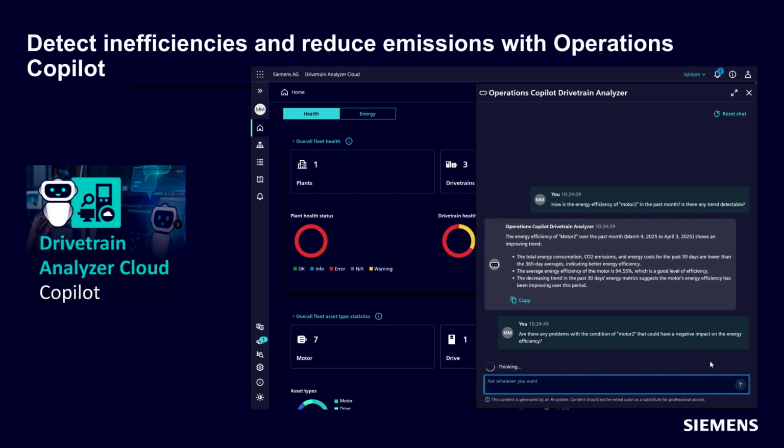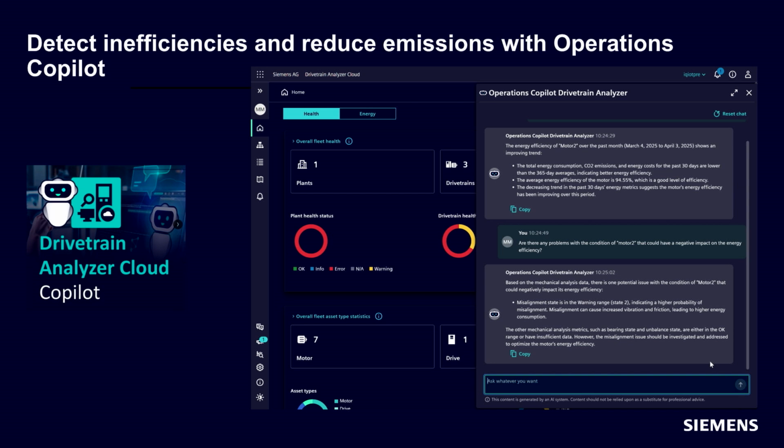What was actually the problem behind this inefficiency? So we asked, what was the problem? And the Copilot answered, look at your misalignment state, because there are some inefficiencies and some problems occurring. So the operator doesn't have to do a full inspection of the drivetrain. He can specifically look at one component. And that is really a huge benefit.